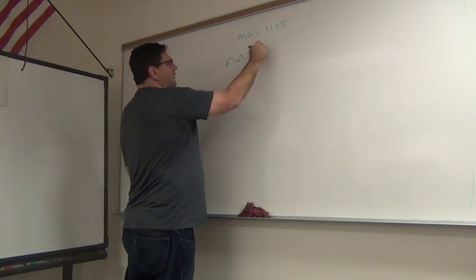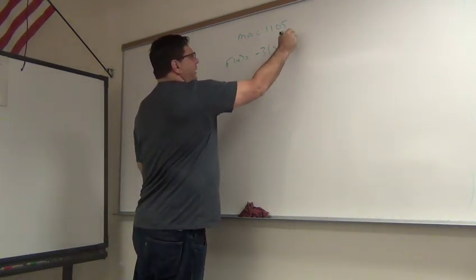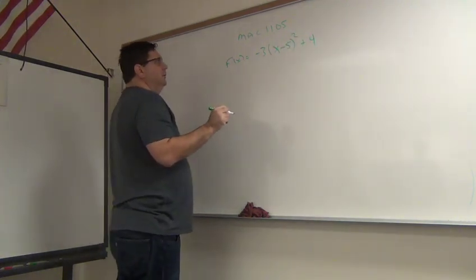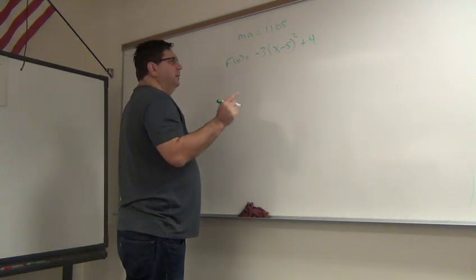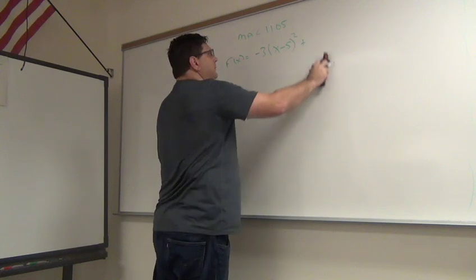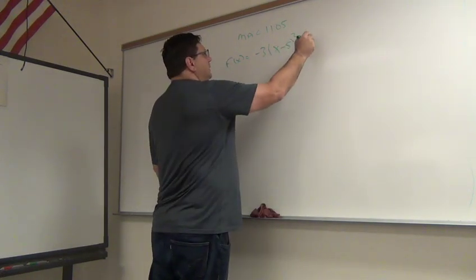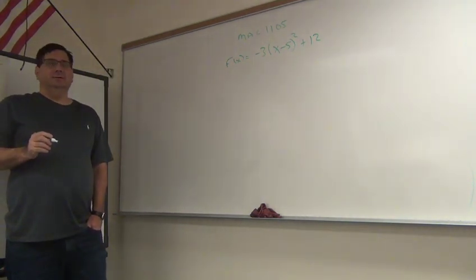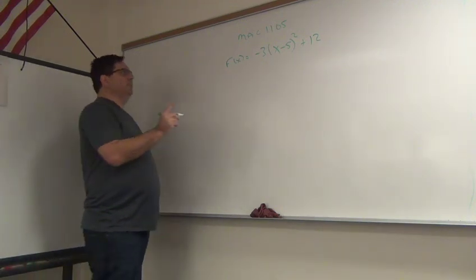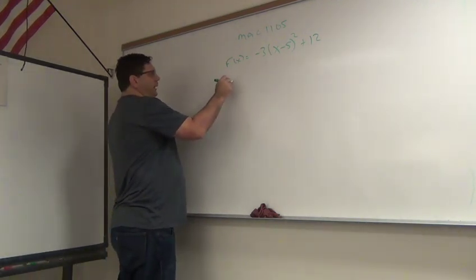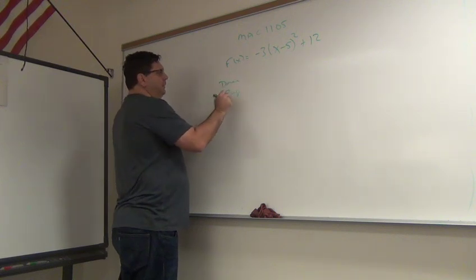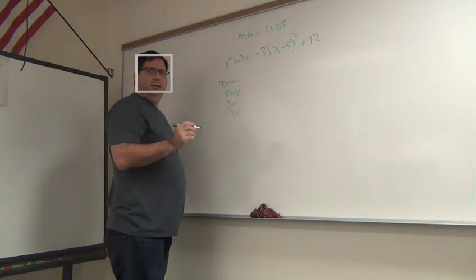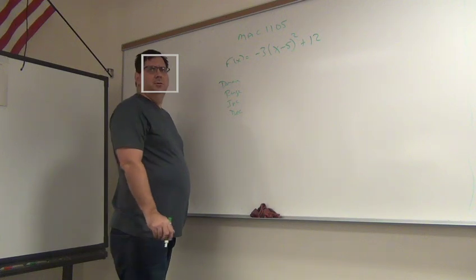We're going to go f of x equals -3x minus 5 squared plus 4. You know what? Because you came in on a Friday, let's go plus 12. Let's go domain, range, increasing, decreasing. You okay? I'm doing this for you.